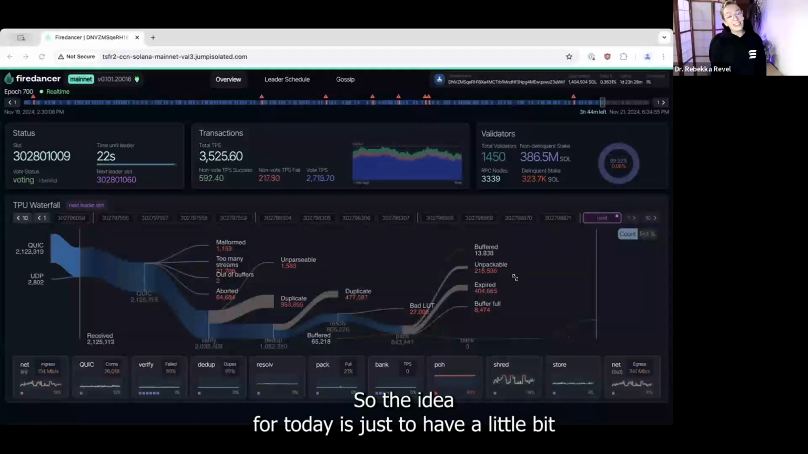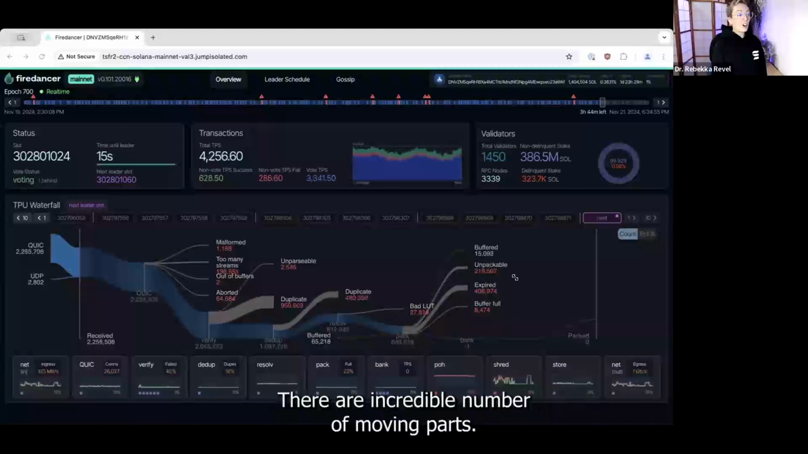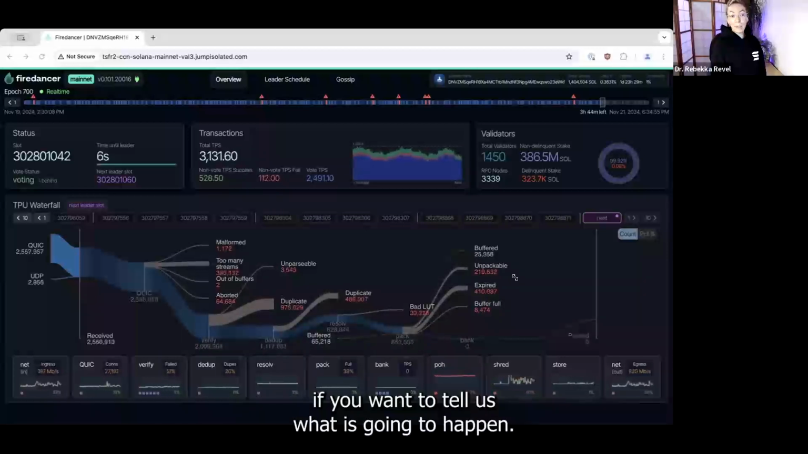Amazing. So the idea for today is just to have a little bit of a run through of everything that is going on here. There are an incredible number of moving parts, and to have a little bit of an overview, and especially in 10 seconds, if you want to tell us what is going to happen.